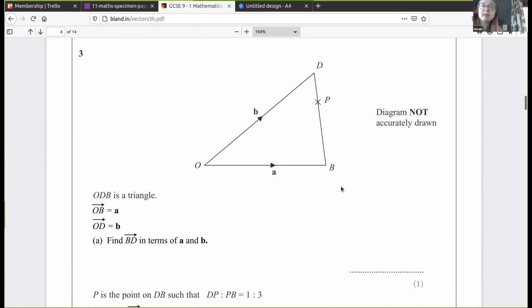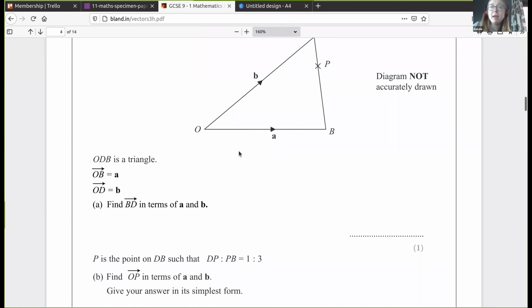So we've got a triangle again. We've been given the vectors O to B and O to D this time. How would we find the vector B to D? Pause the video and have a go yourself. So to find the vector B to D, I'm going to walk from B to O, which is minus A, and then from O to D, which is plus B. So the vector B to D will be minus A plus B.